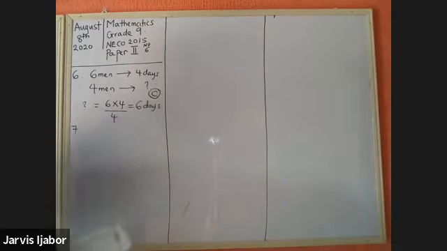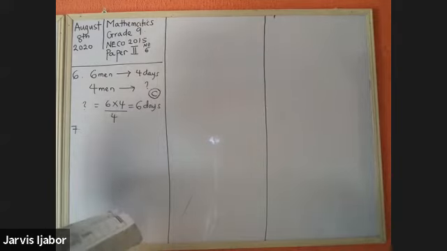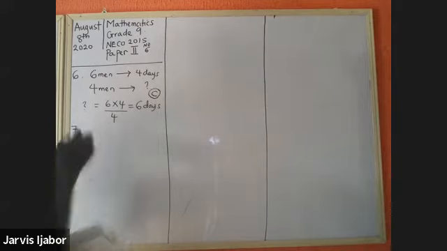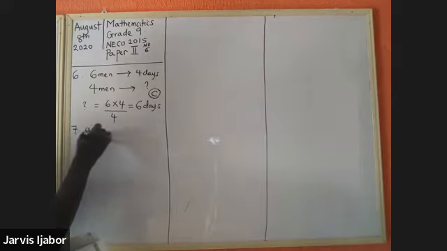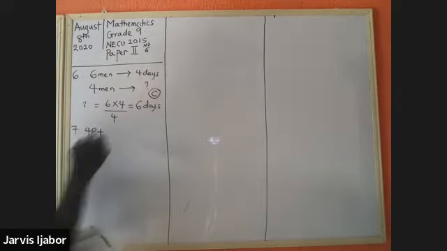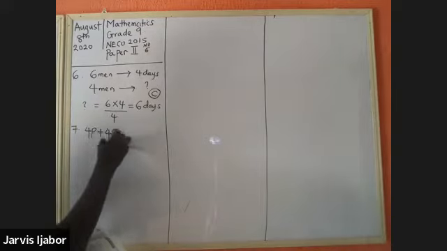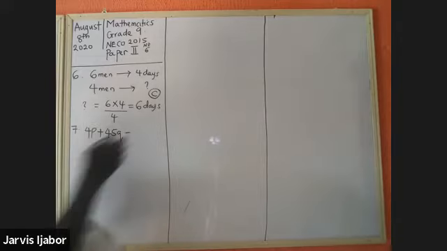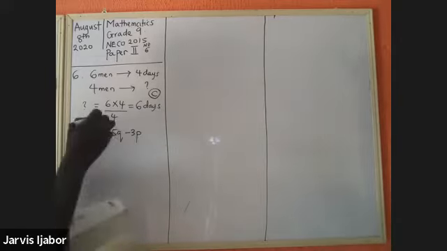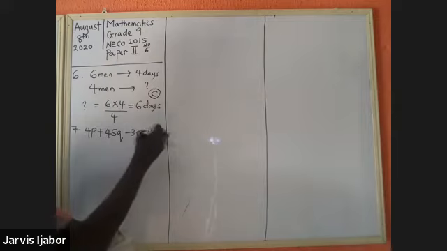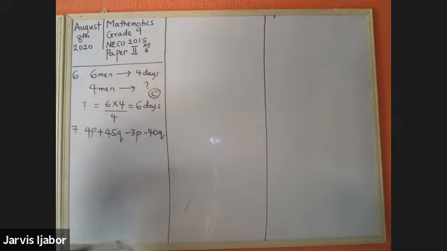Question 7. Question 7 says, simplify the expression 4p plus 45q minus 3p minus 40q. Now, it depends on how fast you can process.